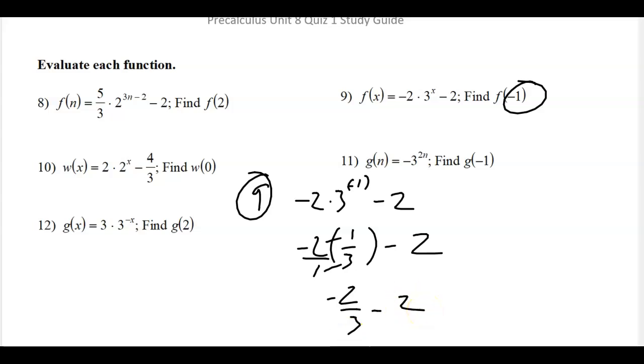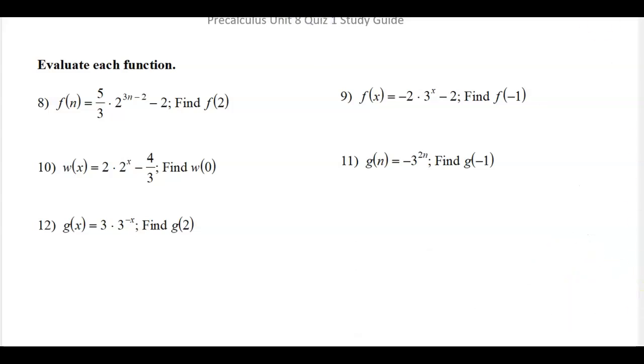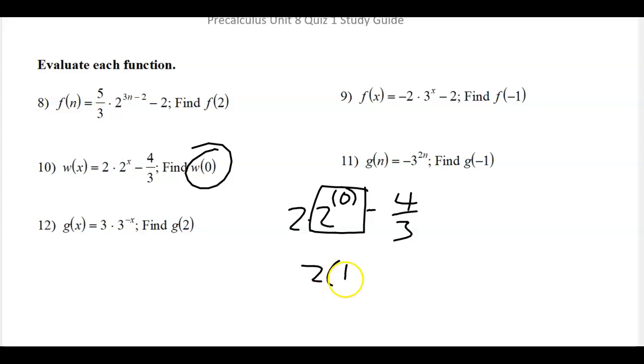And once again, we need to get a common denominator. So put that over 1 and multiply the top and bottom by 3. We have negative 2 over 3 minus 6 over 3, which is negative 8 over 3. Okay. Let's go ahead and take a look at number 10. Number 10, we have 2 times 2 to the x power, minus 4/3. And we're plugging in 0 this time. So exponents first. Anything to the 0 power equals 1.